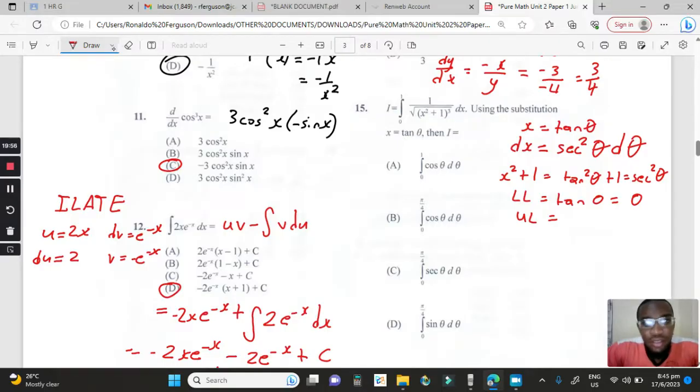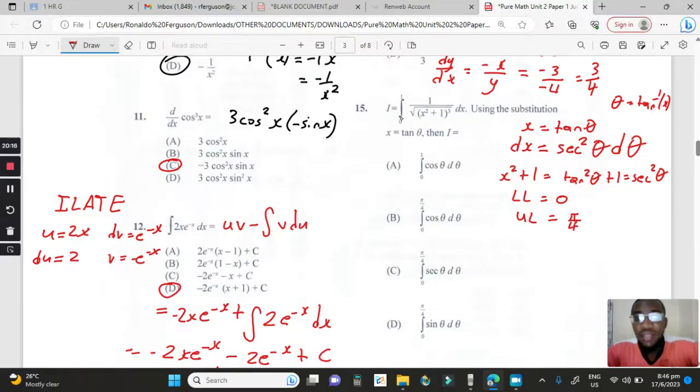So, actually I made a mistake here. I just spotted it, sorry. The limits now are with regard to theta. So it's tan inverse. In other words, we're saying theta is tan inverse of x. So the lower limit is 0 and tan inverse of 1 is pi over 4.